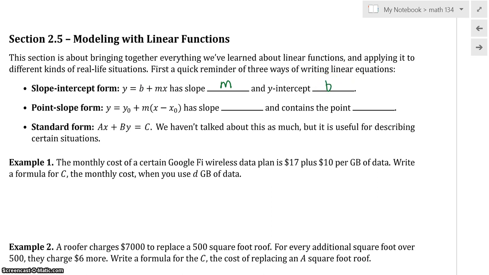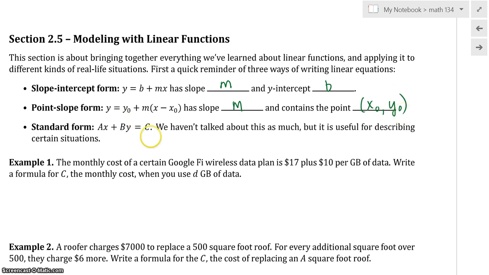Then we learned point slope form. So you don't need just the intercept, you can use any point, but then you have this formula. The slope is still m in front of the x, but it contains the point x naught, y naught. Sometimes I do x1, y1.